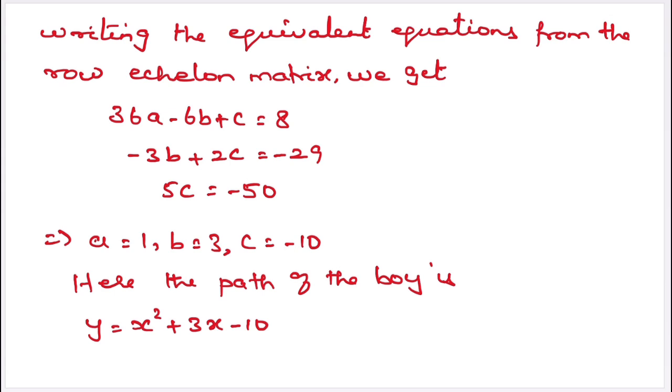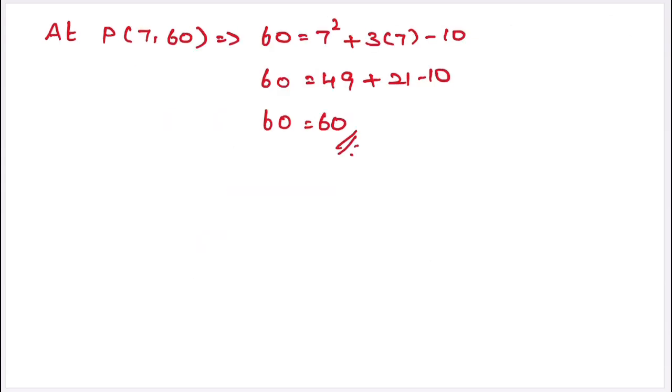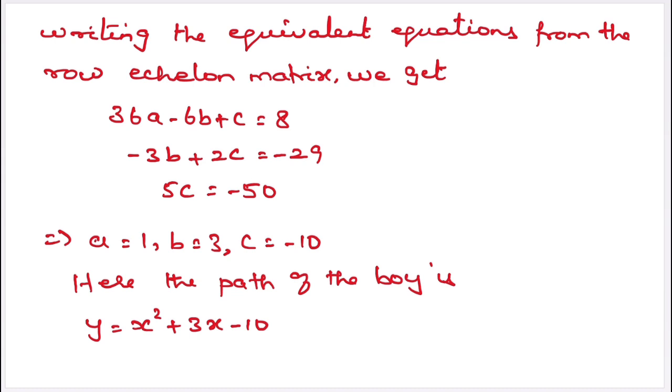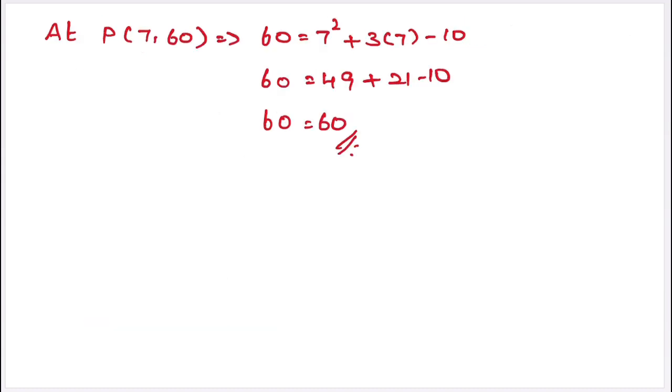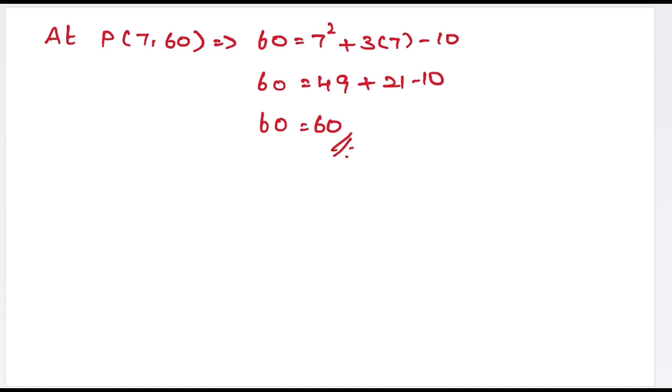Next, to find whether he meets his friend at (7, 60), substitute in the equation y is equal to x square plus 3x minus 10. We get 60 is equal to 7 square plus 3 into 7 minus 10. So it satisfies, 60 is equal to 60. So therefore he meets his friend.